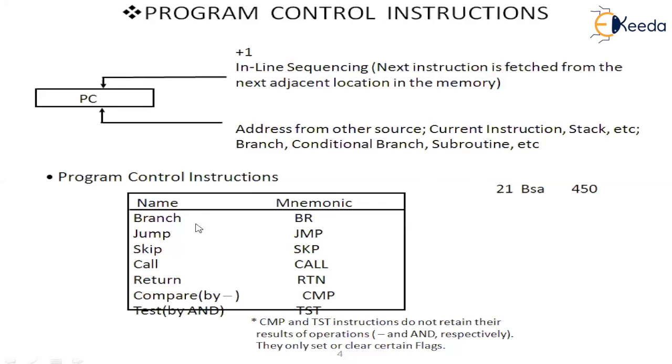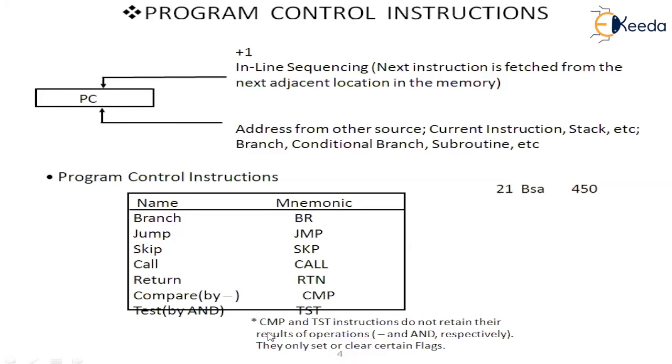Branch: a branch instruction takes you to the address provided in the address part of the instruction. An example is BSA, that is branch and save the return address. Jump: we are directly jumping. BUN is a jump instruction. Skip: we skip the next instruction. Call is exactly BSA; we are calling a subroutine. Return: we are returning from the subroutine.